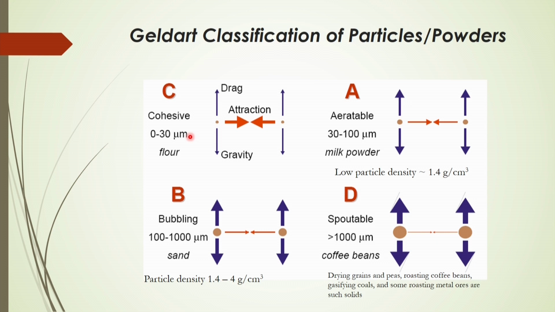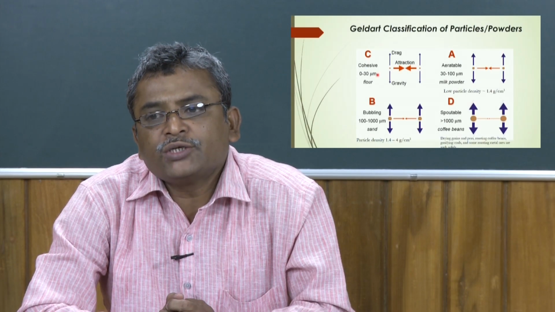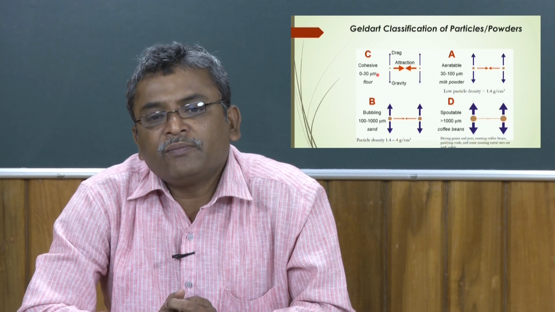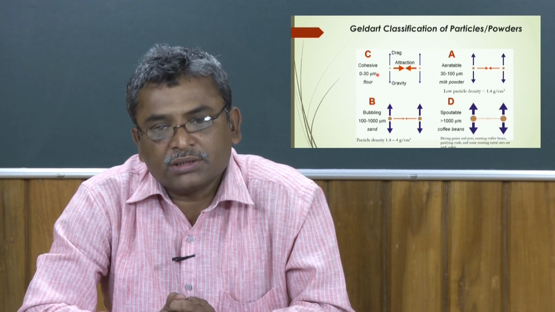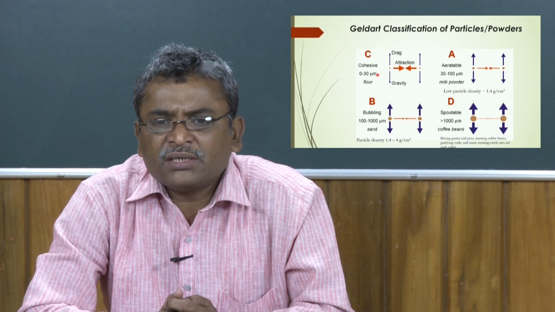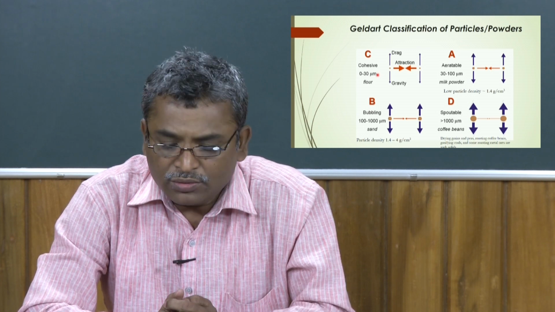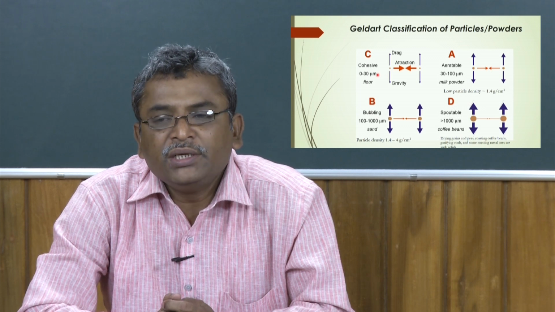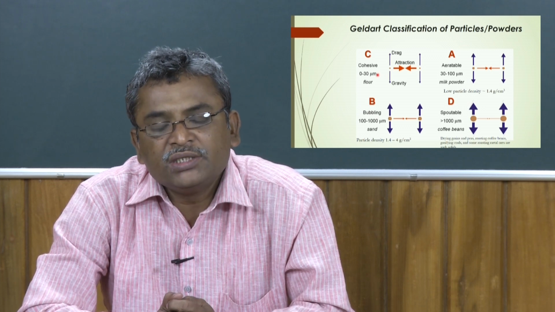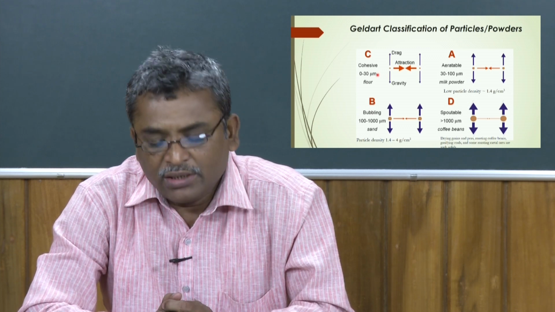Another type is called aeratable. Aeratable means if you allow some gas through the space of these particles, you will see the gas escaping through the space between the particles. So, aeration is possible with these particles. In this case, the size of the particles will be within the range of 30 to 100 micrometer. Like milk powder, you can easily fluidize it just by aeration.